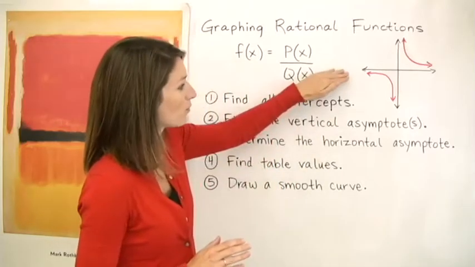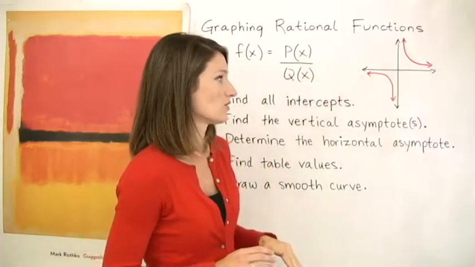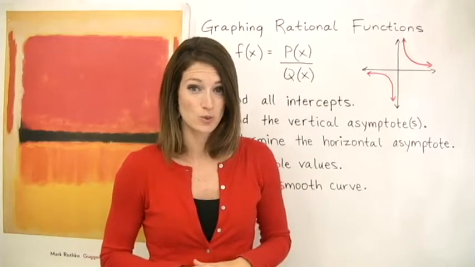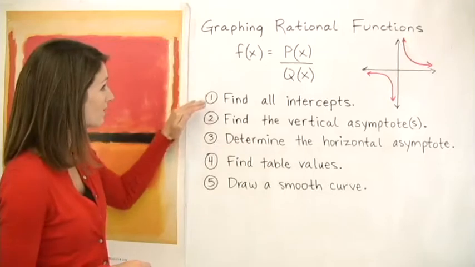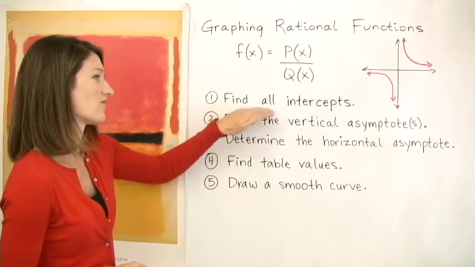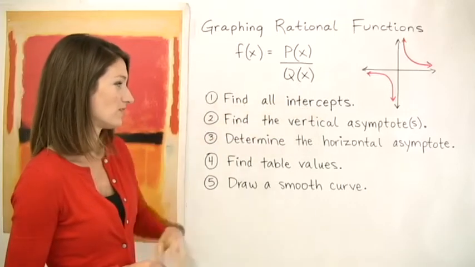And they're also going to approach a horizontal asymptote, which is a horizontal line that the graph gets very close to but doesn't cross as well. So in order to graph rational functions, we're going to do these 5 steps. The first of which is to find all of the intercepts for your given function.